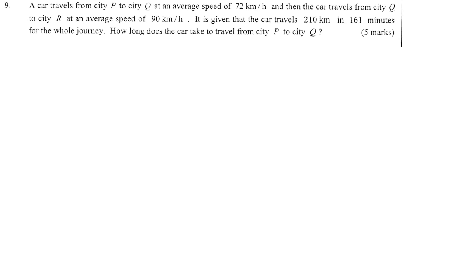Question 9 is a sentence question. They say that a car travels from P to Q at this speed, and then later continues from city Q to another city R at an average speed of 90 km per hour. After that, they tell you that it travels 210 km in 161 minutes for the whole journey. It seems like a simultaneous equation.